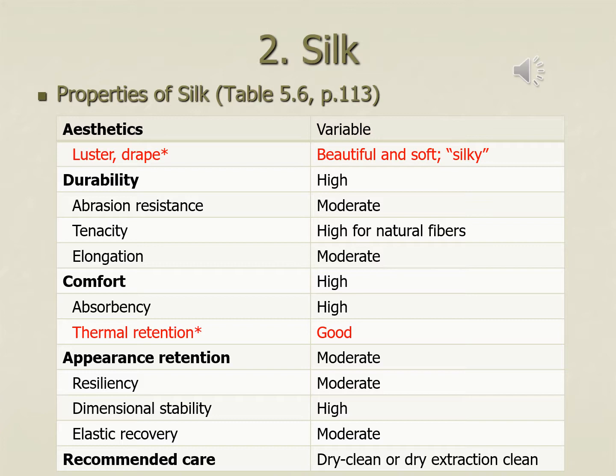Another property that you might not think about as a positive is the fact that silk has very high thermal retention. I don't know if you've ever seen thermal underwear made out of silk, but it's actually pretty common. So it does keep the heat in. So that would be a plus in terms of one of the properties of silk. It's also resilient and abrasion resistant, and has pretty high tenacity for natural fibers.